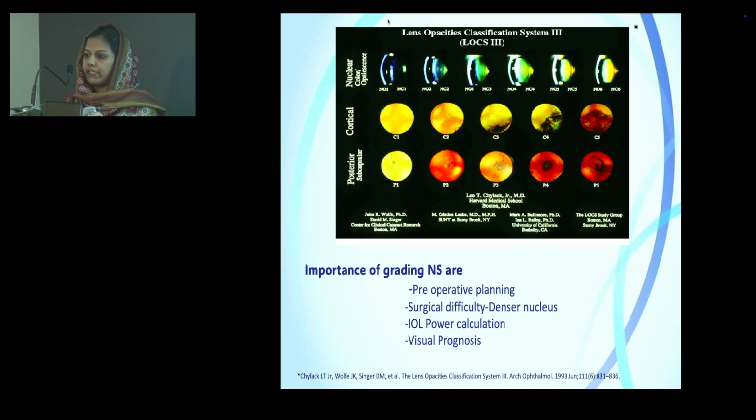The importance of grading nuclear sclerosis is in pre-operative planning, to plan the surgical technique and anticipate complications and surgical difficulty. The denser the nucleus, the higher the phacoemulsification energy required, and it matters in IOL power calculation. A dense nucleus affects the biometry due to poor fixation, and in visual prognosis, aiding counseling about expected outcome.